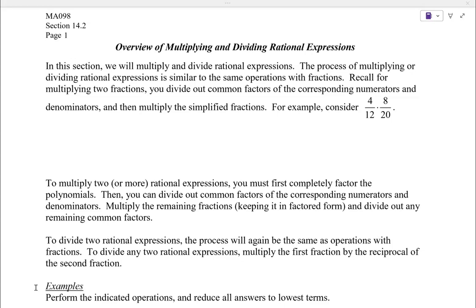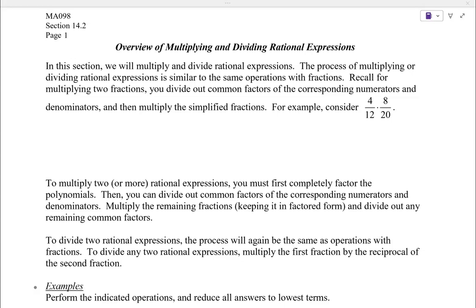So you've done this before with fractions. So let's talk about the same idea with fractions. So in this case, we've got this example of 4/12 times 8/20. I'm going to do this a little bit elongated so we can see what the process is, so that you can see how this mirrors what we're going to do for rational expressions.